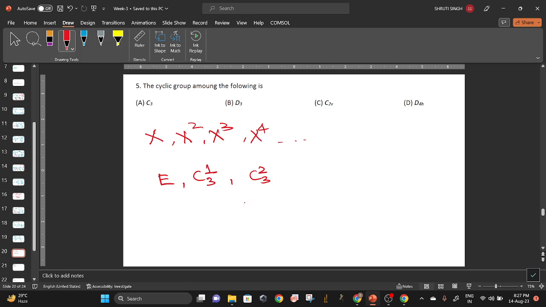So if you consider this one as x, E can be written as C3 3. This can be written as x square, then this will be x cube. So we have x, x square, x cube. All three elements are like that. So that's why this one is a cyclic group.